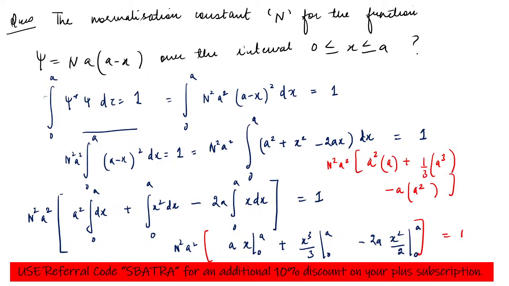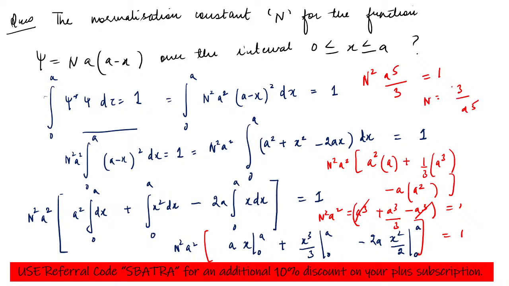So now we are left with a cube, right? This is a cube plus a cube by 3 minus a cube, and into n square by a square. So this and this will be cancelled out. Now you are left with n square a cube by 3 is equal to 1. So this is n square a^5 by 3 is equal to 1. So n is equal to the square root of 3 by a^5.